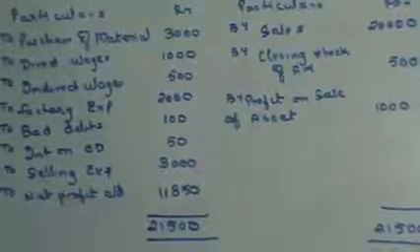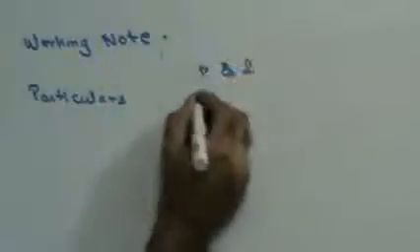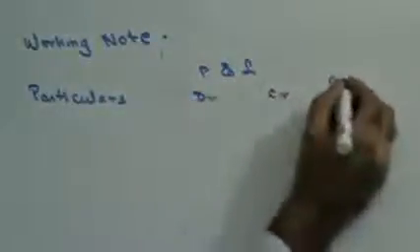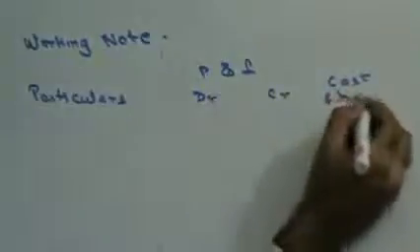Right? Let's make a working note to reconcile the two. What do you put in the working note? Those entries that are not similar, that means those figures that are not similar. Particulars, P&L debit, credit, cost sheet. Let's start. Direct material: material is 3,000 and closing stock was 500. So direct material is still 2,500.